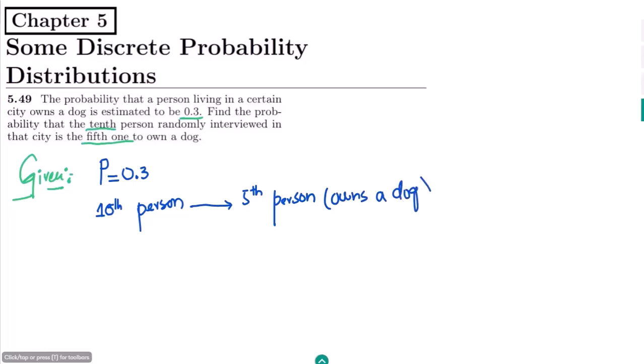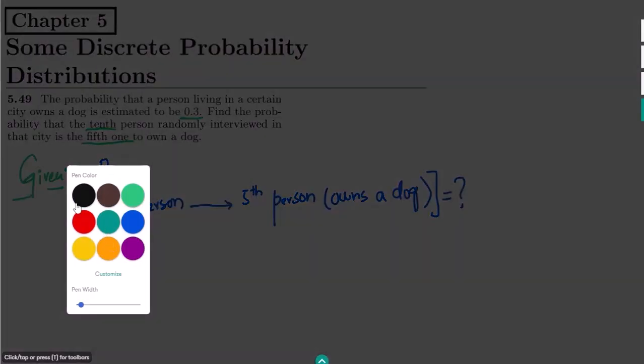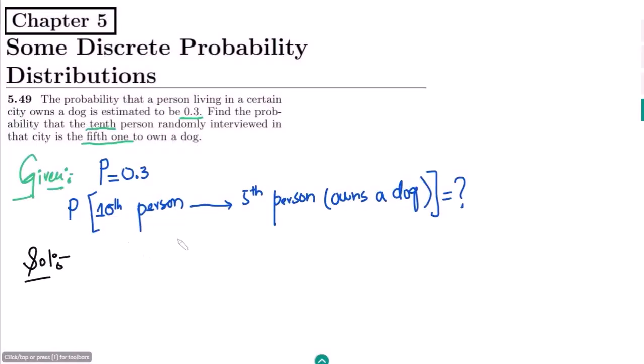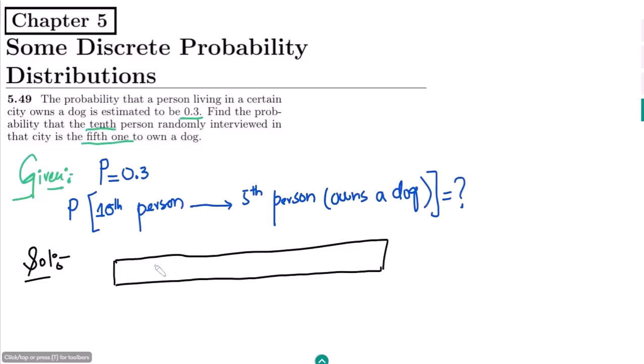Okay, we have to find the probability of it. Let me write here this probability as well, and this is it. So now in solving this question, what do we have to do? Let me draw the diagram for it. Diagrammatically we can write it like, suppose we have these 10 slots, 1, 2, 3, up to the 10th slot.